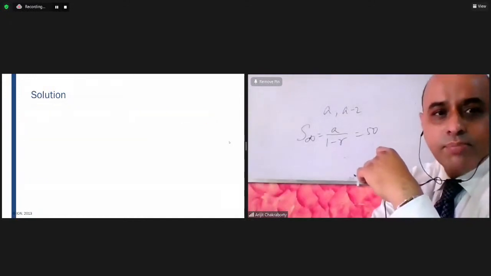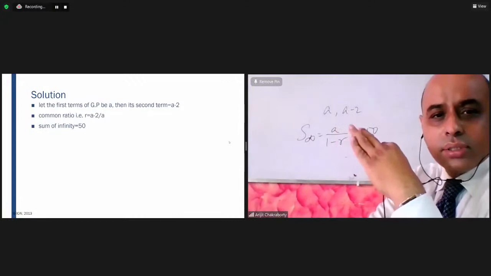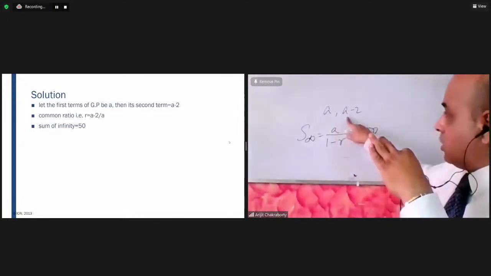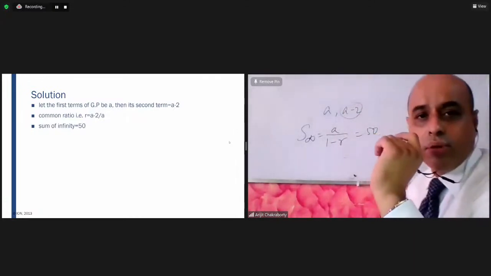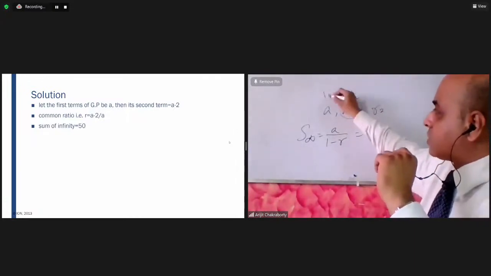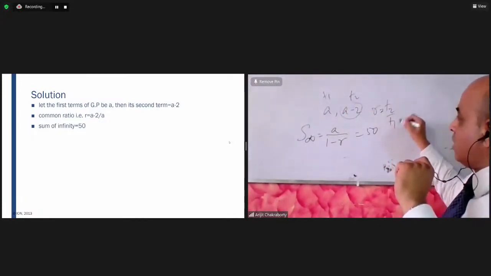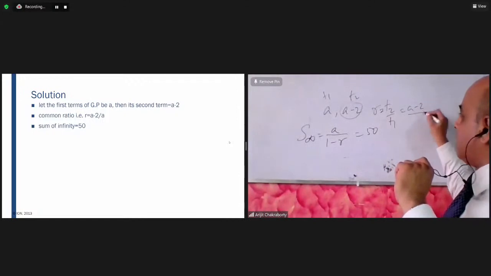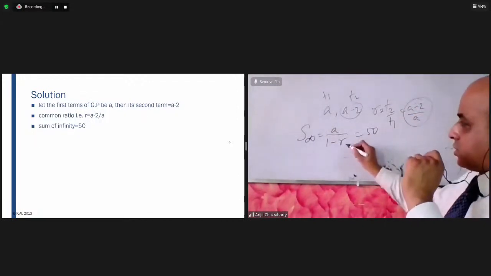So using the simple formula, we know that the common ratio is R. Sorry, we have taken A minus 2 and A. Now how to find the common ratio? Because we need to find R. R will be, this is the second term, this is the first term. So R is nothing but term 2 by term 1, that is A minus 2 by A. So this value we are going to put here.